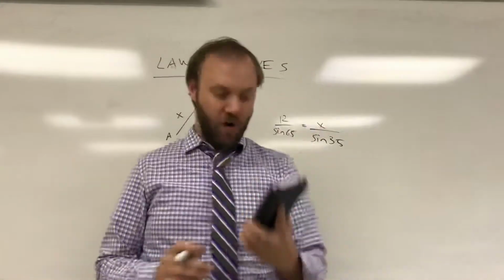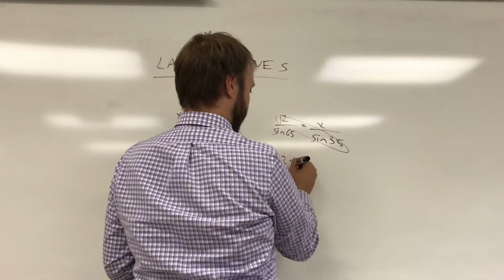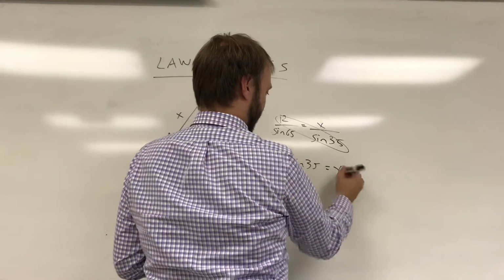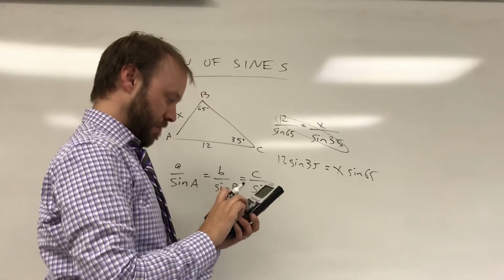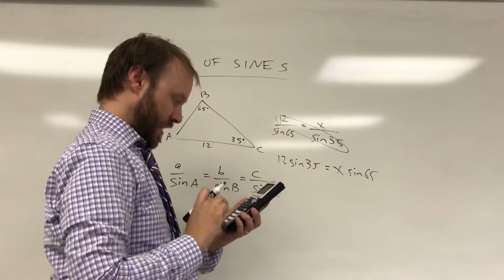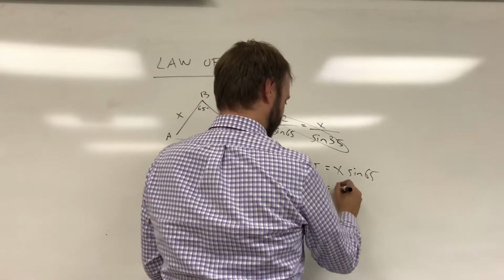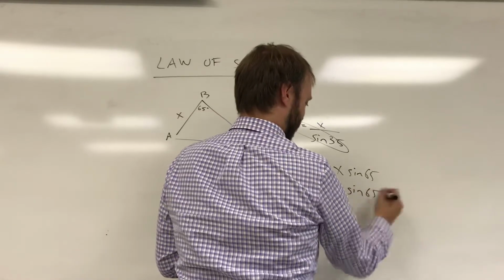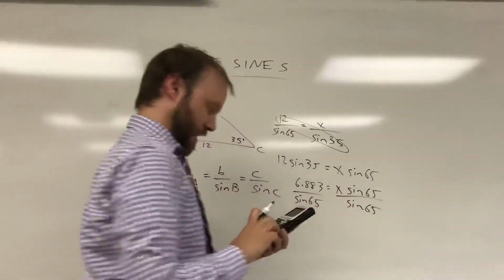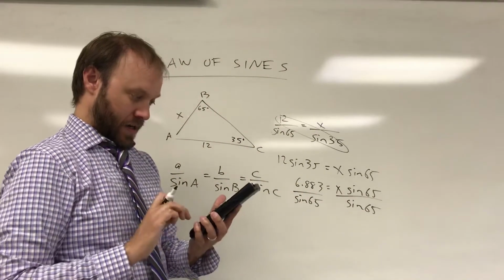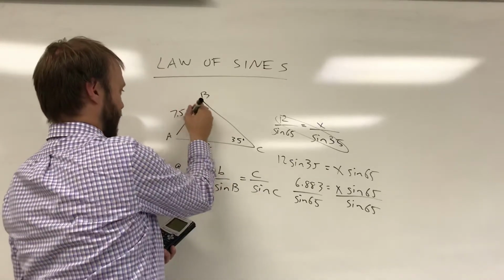Once again, you want to be in degree mode on your calculator. So I'm going to cross multiply here. 12 times the sine of 35 is equal to x times the sine of 65. So I'll take 12 times the sine of 35 here. And that's about 6.883, which I'm going to leave in my calculator. That's equal to x times the sine of 65. So I'm going to divide both sides by the sine of 65, okay? And if we do that, we end up getting approximately 7.59, okay? So this side length here would be about 7.59.